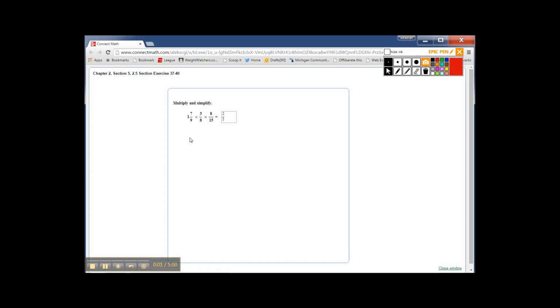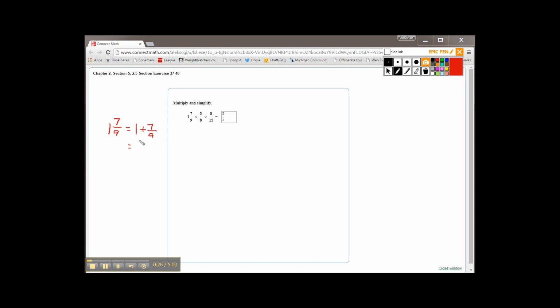In this problem, we're going to multiply and simplify 1 and 7 ninths times 3 eighths times 8 fifteenths. So this 1 and 7 ninths right here is actually 1 plus 7 over 9.